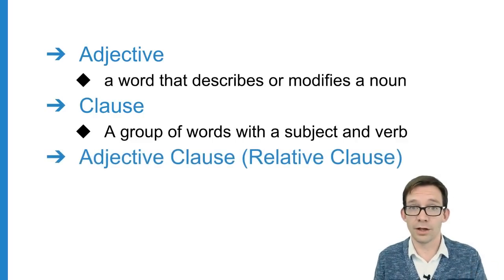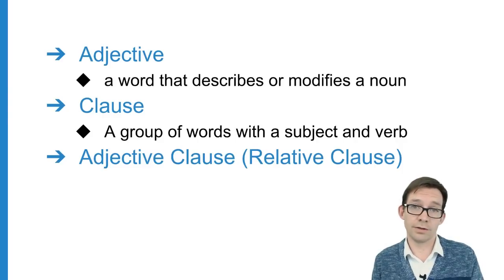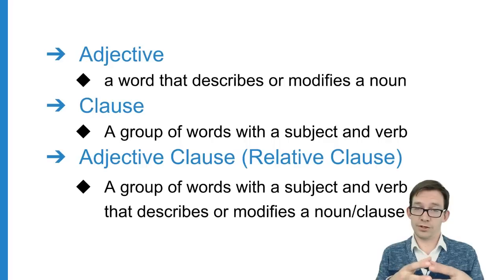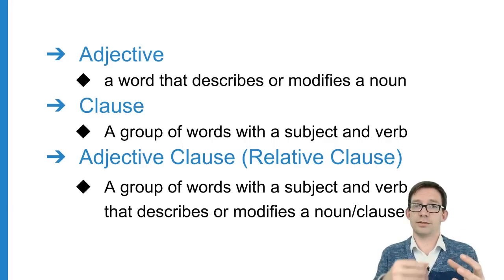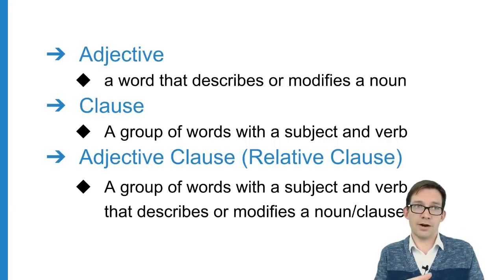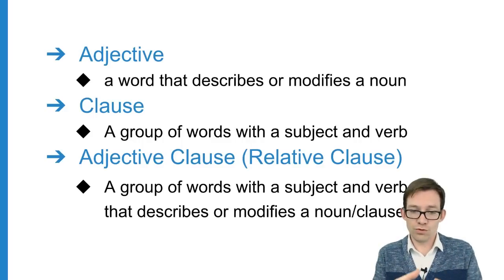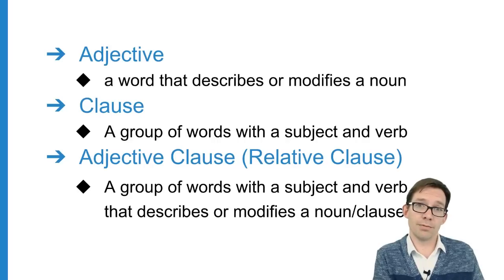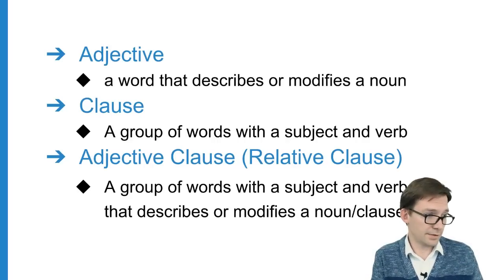Okay, so now put those two meanings together, and then you get the definition for adjective clause. An adjective clause, also called a relative clause by some, is a group of words functioning together with a subject and a verb that are functioning as an adjective. So a group of words together that are describing or modifying another part of the sentence.